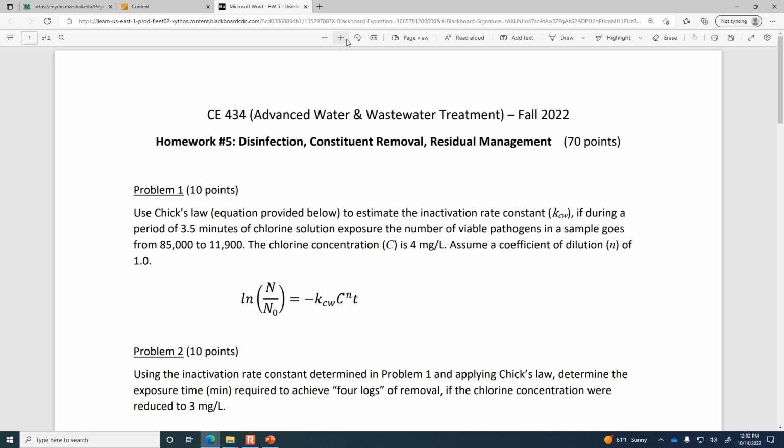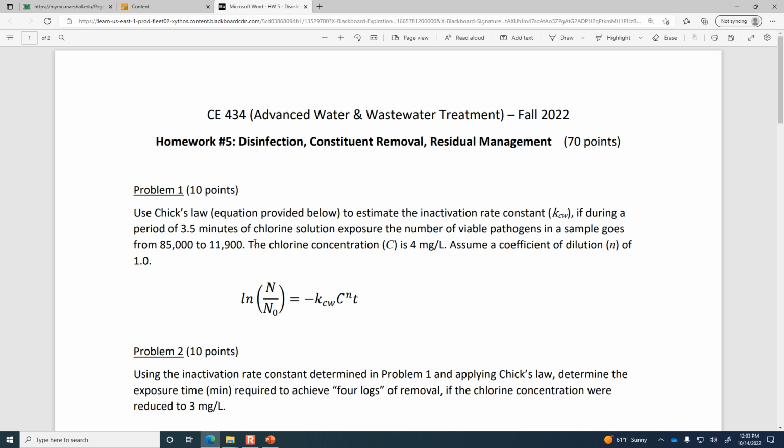Chick's law says that the rate of killing of microorganisms is proportional to the number that are present, and that there is a declining rate of inactivation as the number of microorganisms decreases. So Chick's law takes into account that declining rate with a logarithmic function.